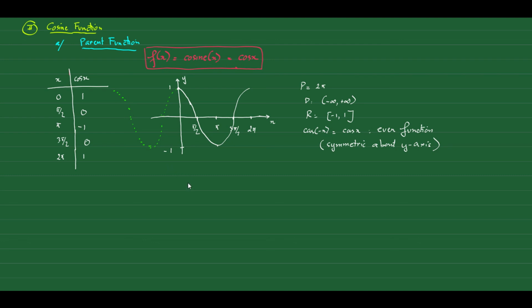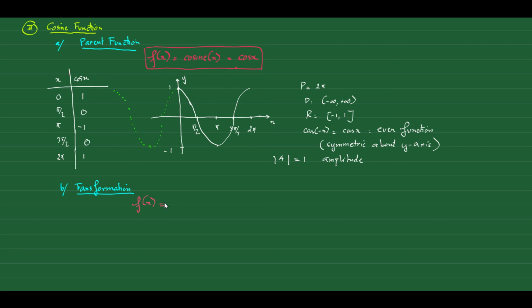What else do we know about the cosine function? The amplitude is still equal to 1 because it's the parent function, so a is always 1. Of course, a could change if we apply a transformation. So that's the parent function. Now let's apply the transformation.